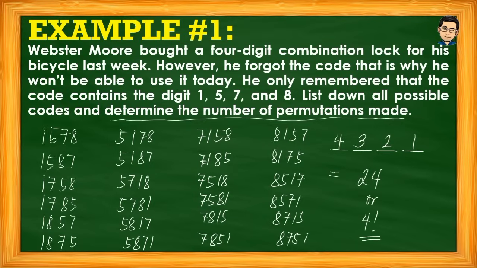Since nagamit naman natin lahat, gagamitin natin yung 4 factorial na yan. And then, tandaan po, since permutation ng ating pinag-uusapan, ang 1578 tsaka 5178 ay magkaiba po. Kahit na parehong digits po yung ating ginamit, hindi po niya mabubuksan yung lock. It's because kailangan naka-arrange po yung ating mga digits.